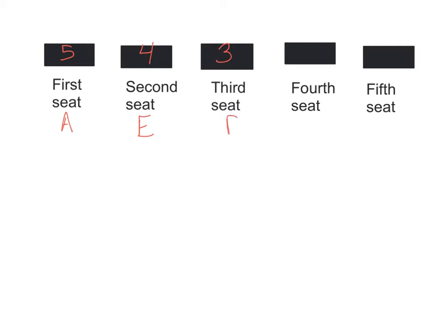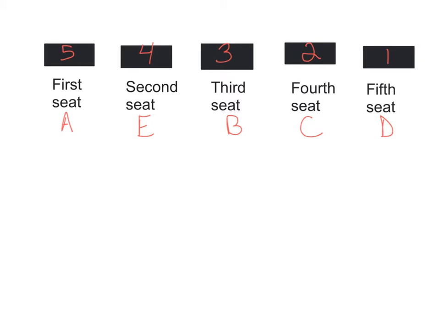Let's suppose B sat there. Now we're at the 4th seat. How many choices would I have to sit there? You guys get the idea. We would have 2. Let's suppose that's C, which only leaves us with 1 choice now for the 5th seat, and that would be D. So we have 5 choices initially for the first seat, 4 choices for the second seat, 3 choices for the third seat, 2 choices for the 4th seat, and 1 choice for the 5th seat.